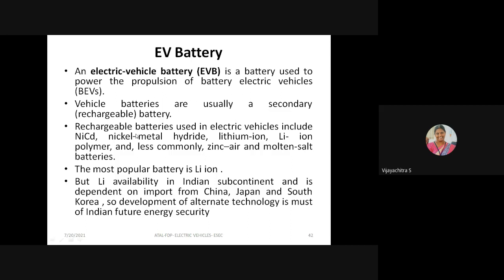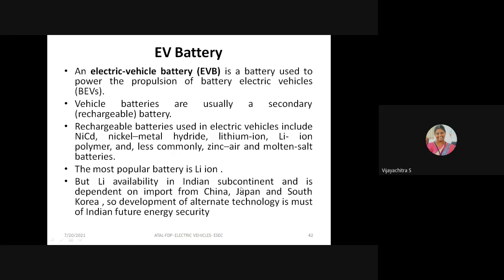Rechargeable batteries used in electric vehicles include nickel cadmium, nickel metal hydride, lithium ion, lithium ion polymer, and less commonly zinc air and molten salt batteries. There are various rechargeable batteries in use for electric vehicles, and the most popular battery is lithium ion. Lithium ion battery is the most important thing.